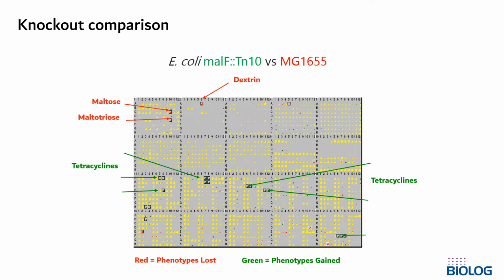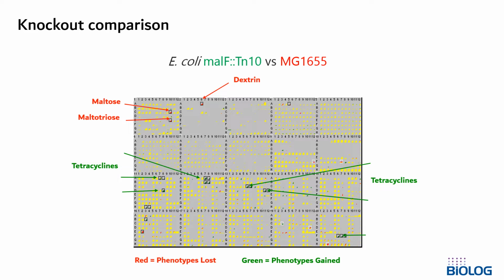So let's review a few different kinds of experiments that can be used to analyze or compare your strains. This first one is a typical phenotype microarray comparison of two strains. It's a wild type MG1655 E. coli strain and a mutant that we've developed by transposon mutagenesis. In this case, we've inserted Tn10, which carries a tetracycline resistance gene, and we've inserted that into the malF gene.